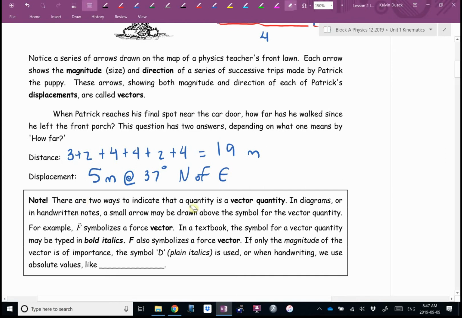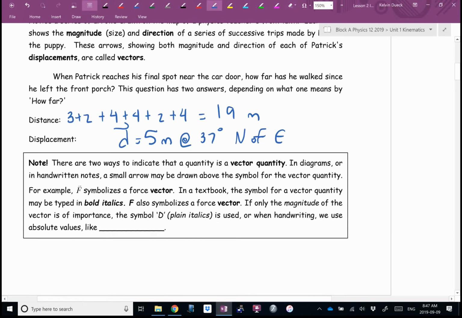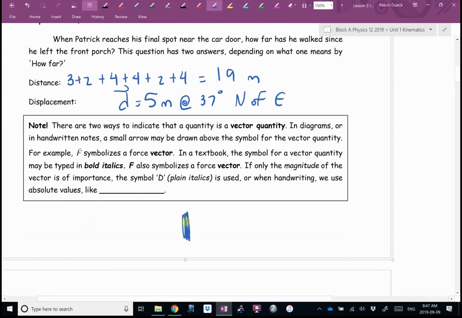Little note, there are two ways to indicate that a quantity is a vector quantity. In diagrams or in handwritten notes, we draw a small arrow. So I really should have done this, Mr. Dueck, if I was really, really clever. I would have gone D with a vector sign equals to show you that it's a displacement. We draw a small arrow, really a half arrow, above the quantity. In textbooks, the symbol for vectors is often bold italics, but to handwrite that is tricky. In other words, to handwrite a bold italicized D, I guess I'd kind of have to do that. Well, that's dumb. So when we're handwriting vectors, if I want to show you that it's a vector, I'll put a little arrow above it.